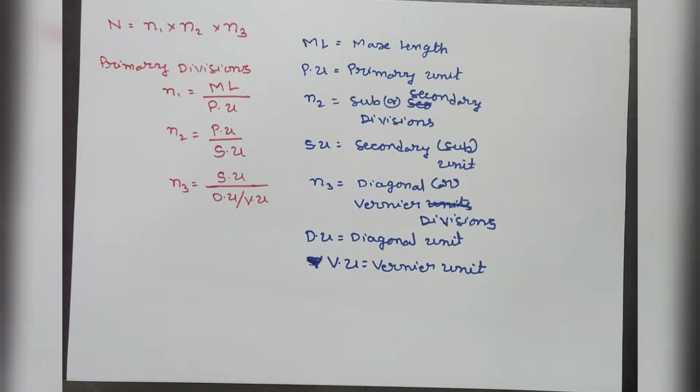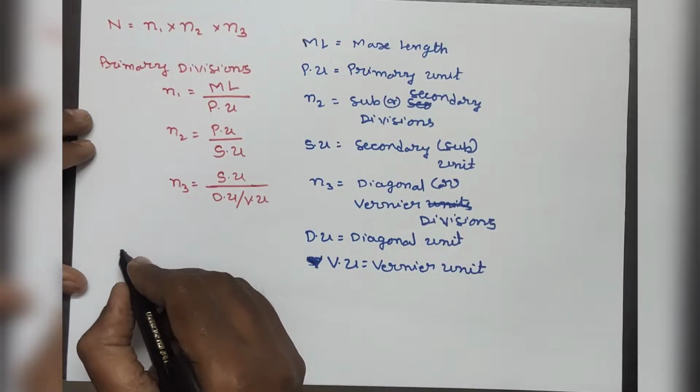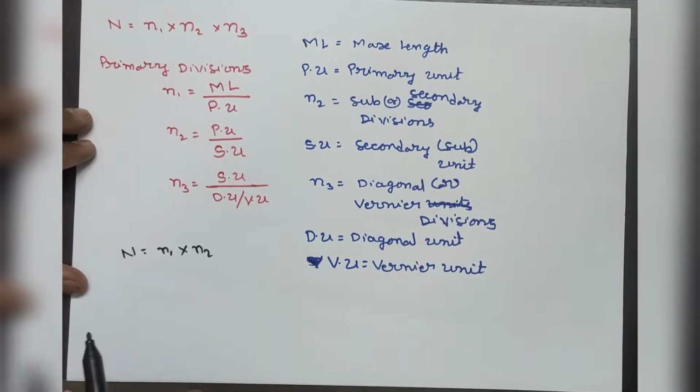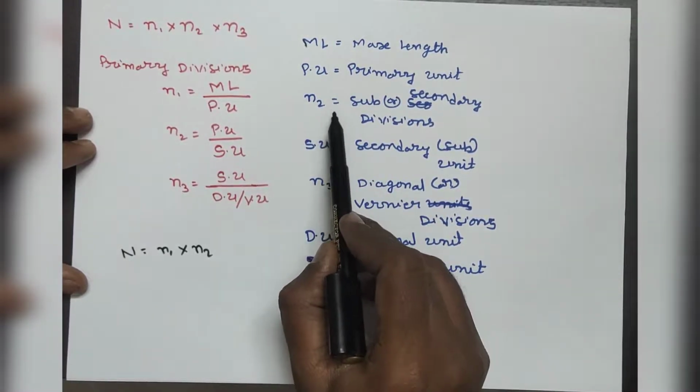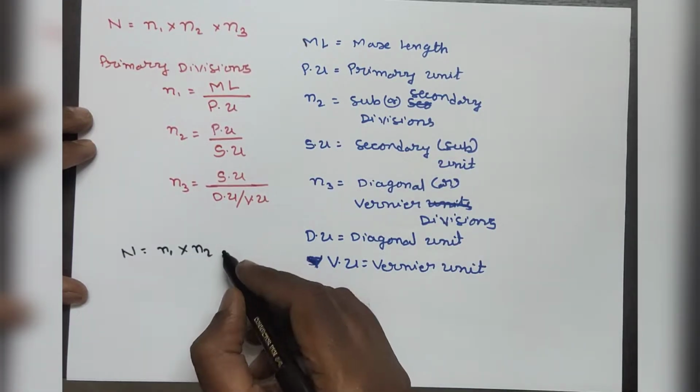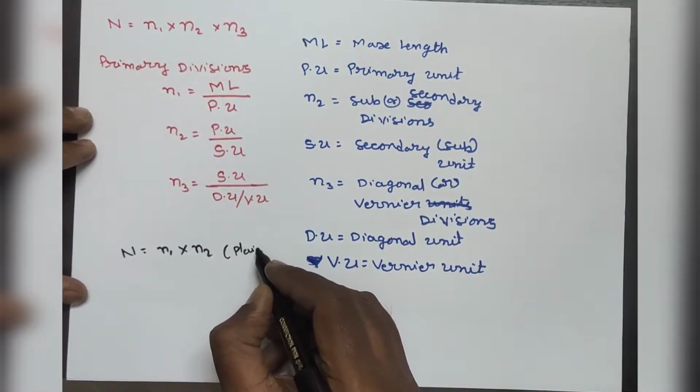Concept of Vernier scale, we should know about a few elements. Whenever it is a scale, the number of divisions are more, then depending upon how many factors we are considering, the scales are divided into two categories. If n is considered as a product of n1 and n2, it consists of only primary divisions and secondary divisions, then it is considered as a plain scale.